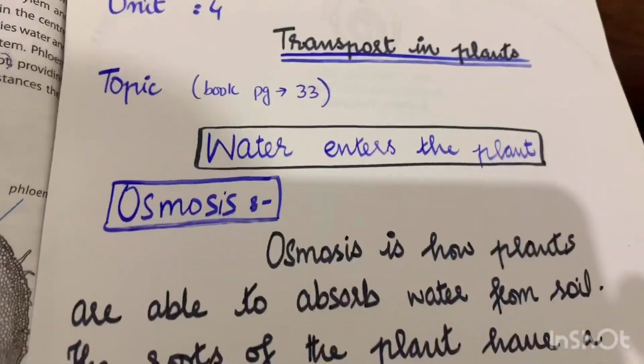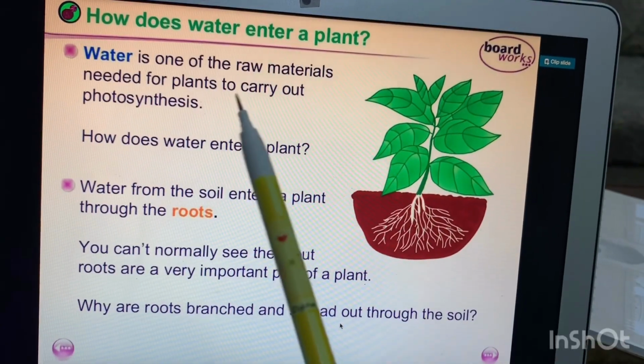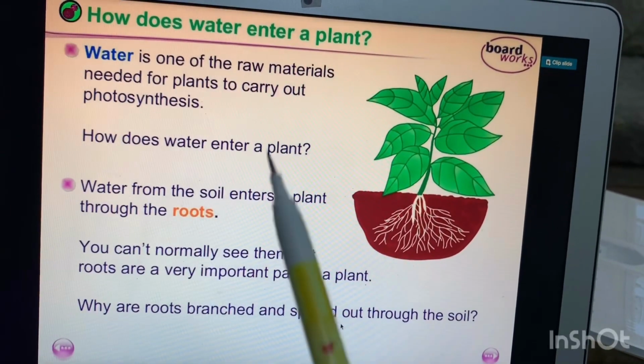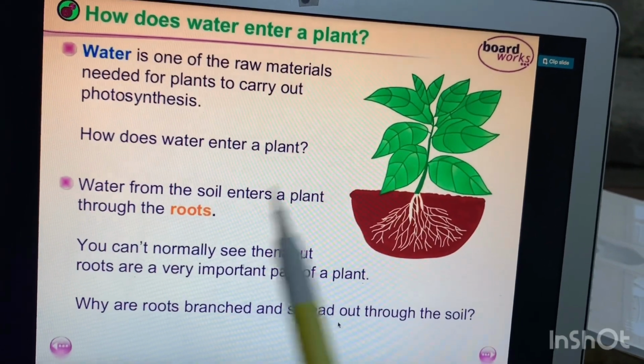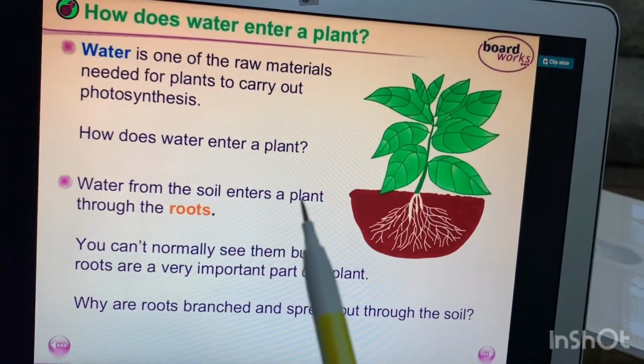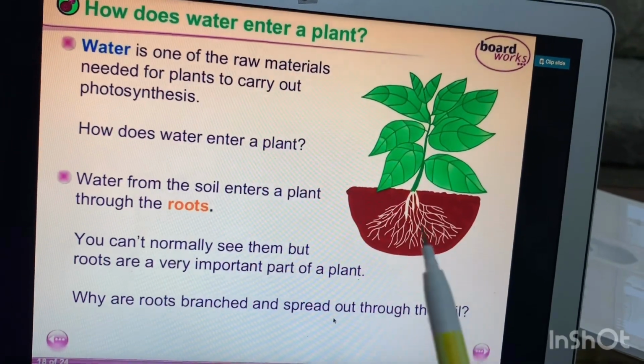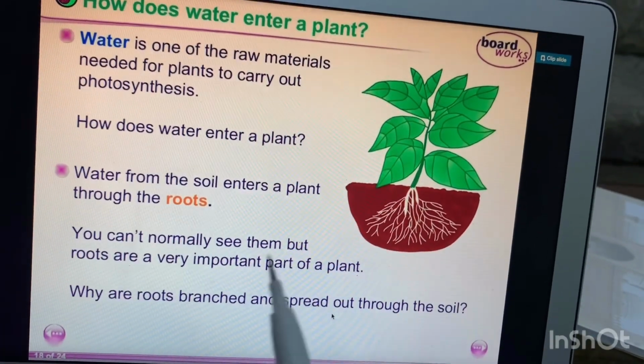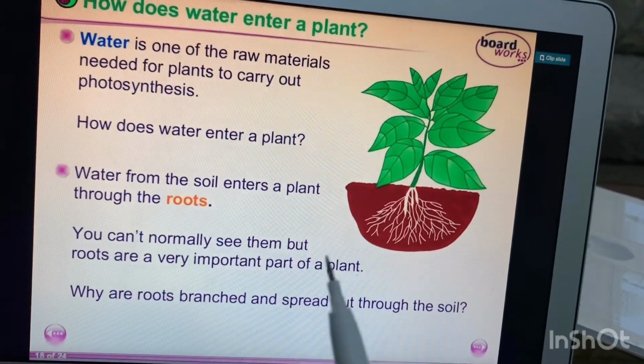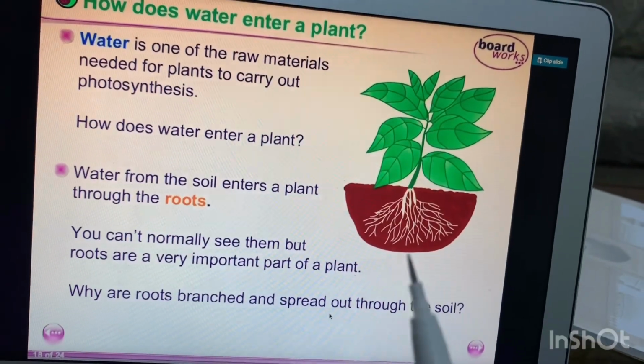What are the raw materials needed for plants to carry out photosynthesis? How does water enter a plant? Water from the soil enters a plant through the roots. You cannot normally see them, but roots are a very important part of the plant.